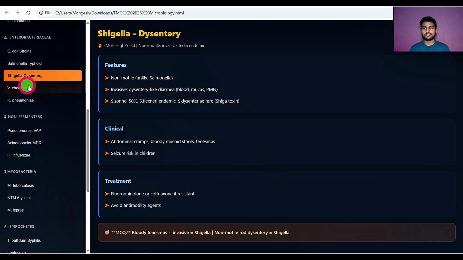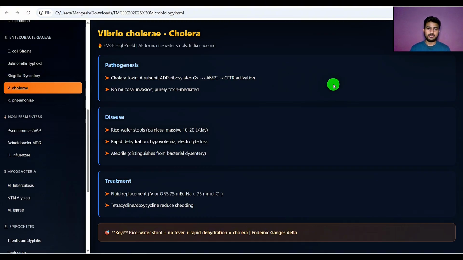The next topic that I want to cover is Vibrio cholerae. In Vibrio cholerae, the pathogenesis is very simple. There is a cholera toxin. As we all know that there are bacterial toxins, so this is also bacteria, so there will be a toxin. The shape is comma shaped because we all know it is a Vibrio.